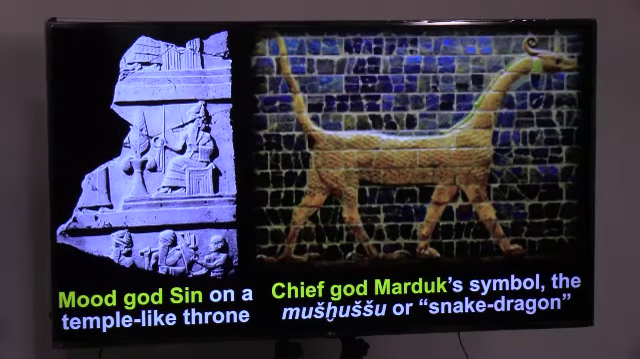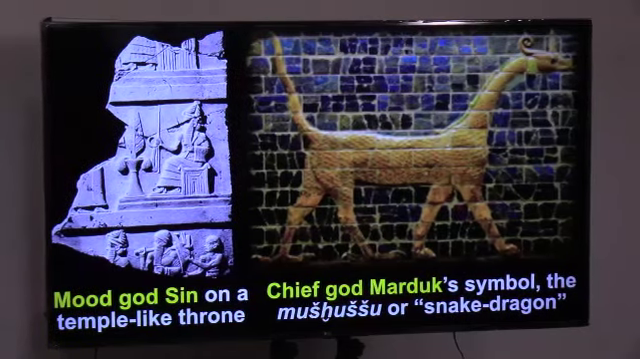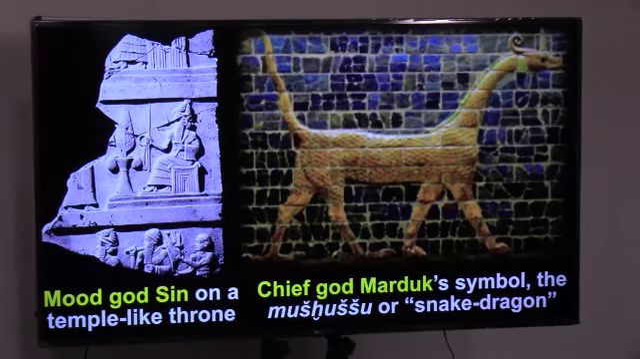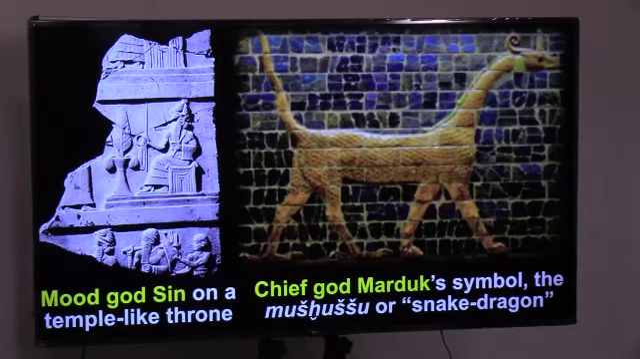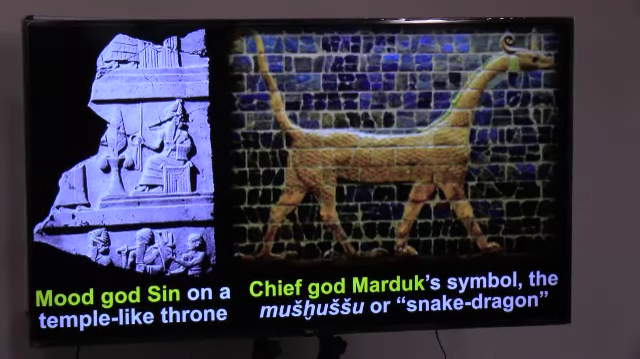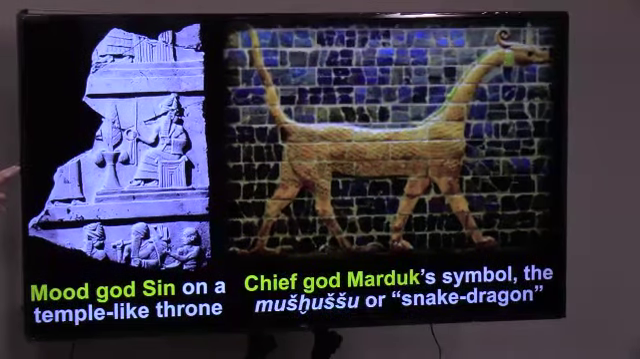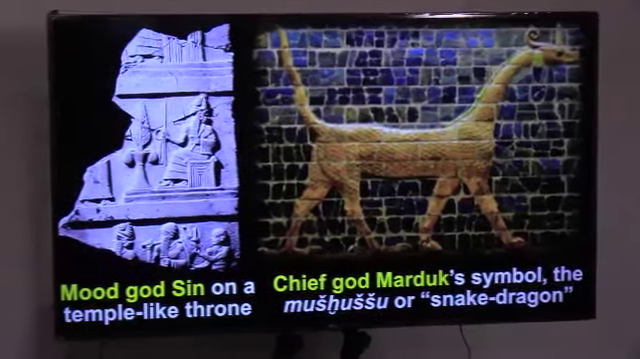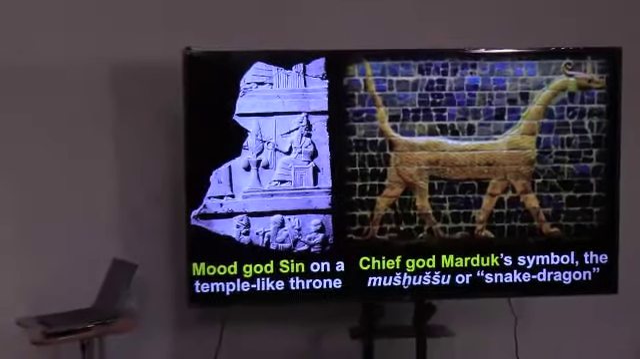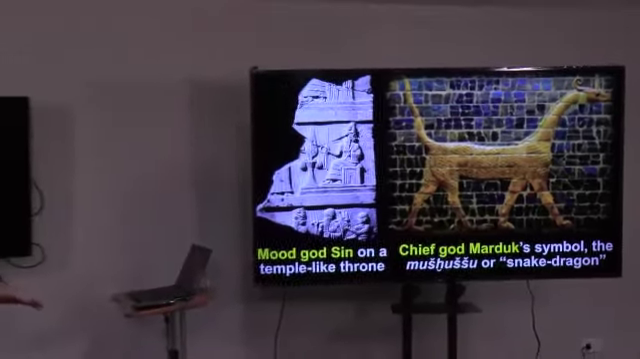So there are two gods we're dealing with here. The moon god Sin on a temple-like throne. This is one of the excavations. And now the chief god Marduk's symbol is the snake dragon. Okay, this is the symbol of Marduk. And Marduk is the chief god of the Babylonians. You got to understand, Marduk was like Jupiter, okay, and Zeus in terms of the Greeks and the Romans.